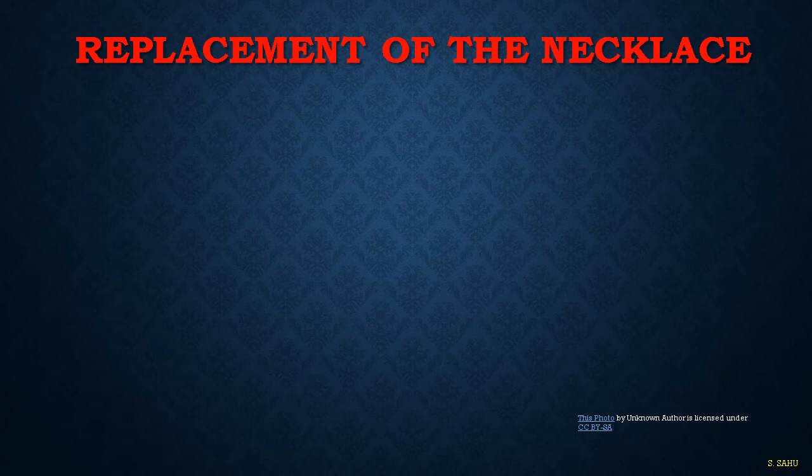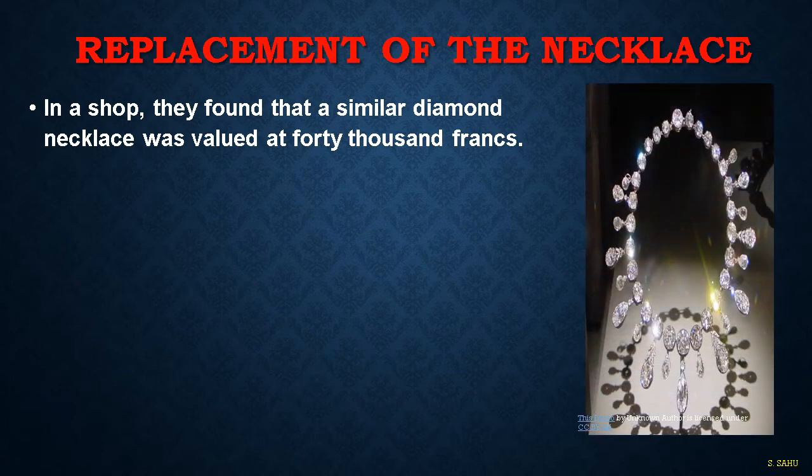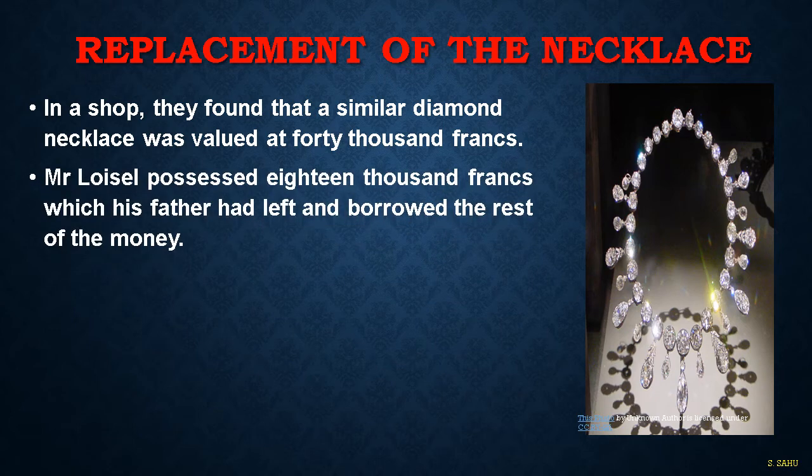Mr. Loisel and even Matilda, though she had a nature to show off riches, was still honest. Both of them decided to replace the necklace that had been lost. They searched for such a necklace, and in one shop they found a similar diamond necklace valued at 40,000 francs. Luckily they found one that looked exactly like the necklace they had borrowed from Mrs. Forestier. Mr. Loisel possessed 18,000 francs which his father had left, and he borrowed the rest of the money.